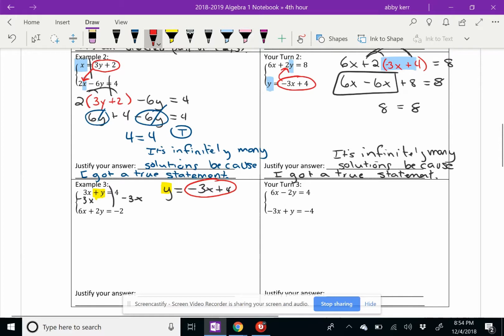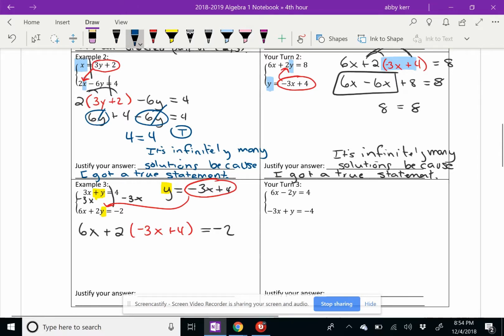Don't go back to that original equation that you changed. Go to the second equation and highlight that y. That is what you're going to plug in. And now it becomes a problem like number 2. So we have 6x plus 2, negative 3x plus 4 equals negative 2.